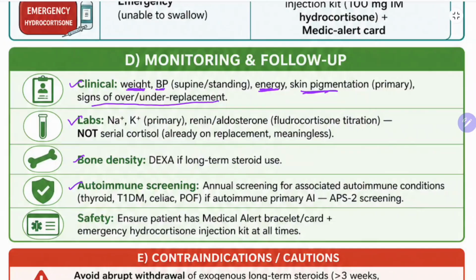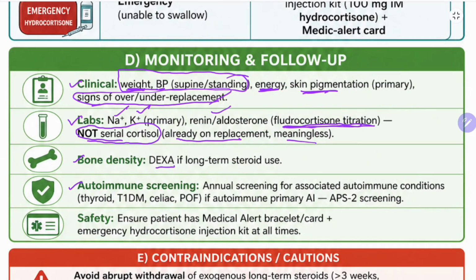And in labs, the most important things we can take here are these two: weight and BP of the patient, and signs of over and under replacement. Labs: sodium is important, potassium, renin and aldosterone for fludrocortisone titration in case of primary AI or Addison's disease. And not serial cortisol. Serial cortisol levels should not be used for monitoring and follow-up because the patient is already on replacement, and that's why this is meaningless.